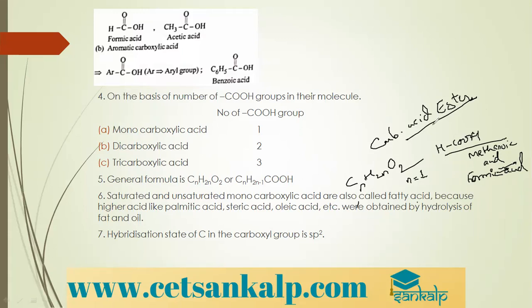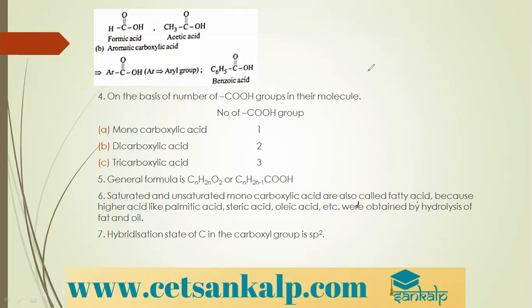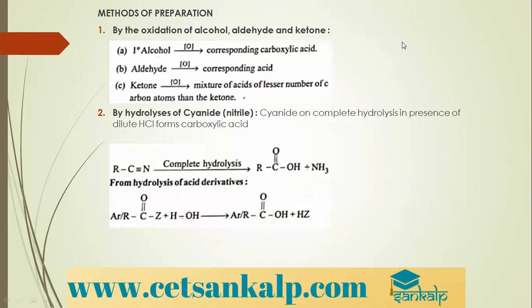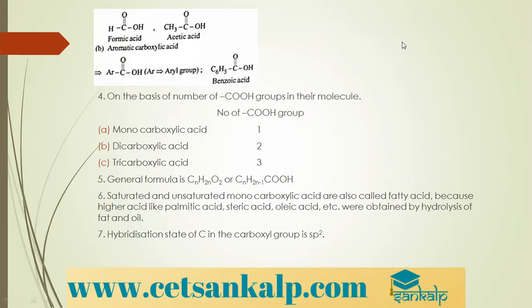Saturated and unsaturated monocarboxylic acids, students. Mono stands for a single COOH group. If it is saturated, it means all the carbon atoms are single bonded. Unsaturated means the carbon atoms have double bonds. If all the carbon atoms bear single bonds, then it is saturated. Both saturated as well as unsaturated monocarboxylic acids are called fatty acids.